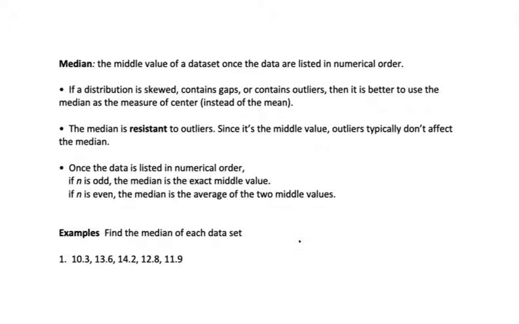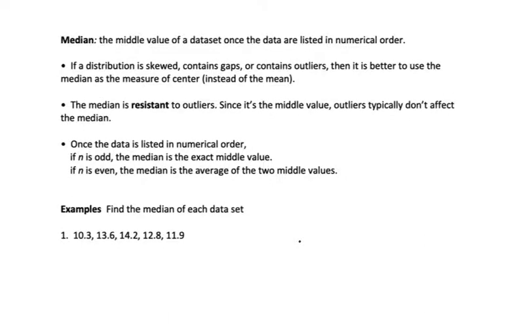Next, we're going to look at the median. The median is the middle value of a data set once the data are listed in numerical order. So that's important. We want to make sure that the numbers are in order from smallest to biggest. If the distribution is skewed, contains gaps or outliers, then it's better to use the median instead of the mean as a measure of center. The median is resistant to outliers, so the outliers typically don't affect the value of the median very much, and we're going to see that in a minute.